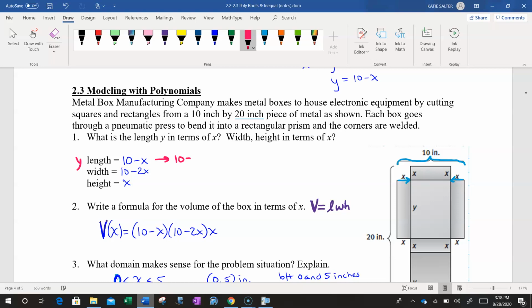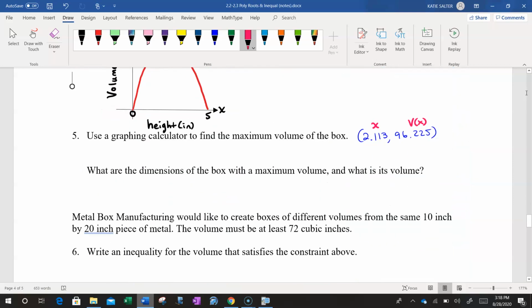I'm saying 10 minus 2.113, and then 10 minus 2 times 2.113, and obviously the height would just be x. So you would go ahead and calculate that, and when we do, we should get that the dimensions would be, for the length, 7.887 inches. For the width, we should get 5.774 inches. And the height would be just the 2.113 inches.